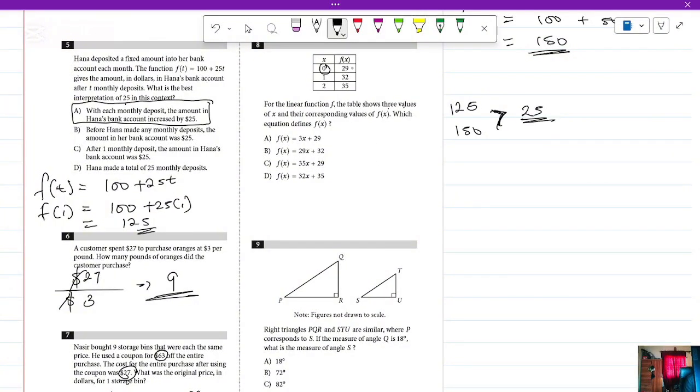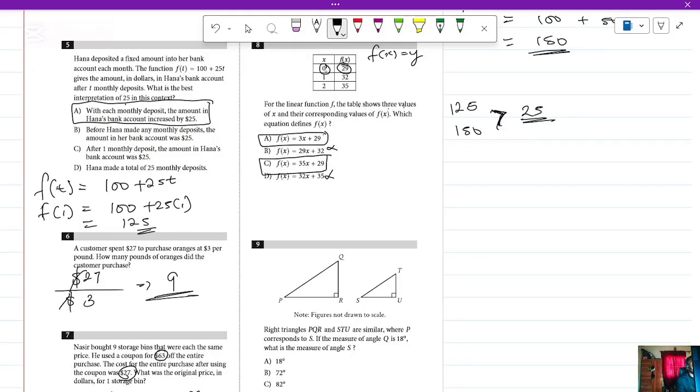When x is 0, y is, because f of x is the same thing as saying y. So when x is 0, y is what? 29. So out of these equations, which one are you going to insert x equal to 0 and get 29? If you check very well, it is either this one or this one. It can never be this, it can never be this. So your answer is now limited to A and B.